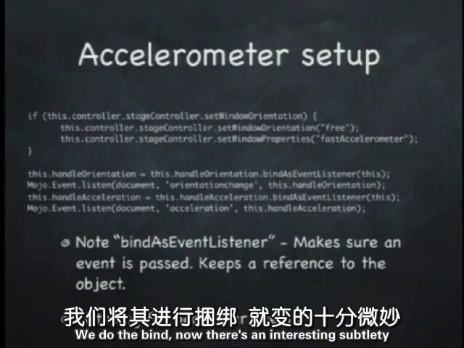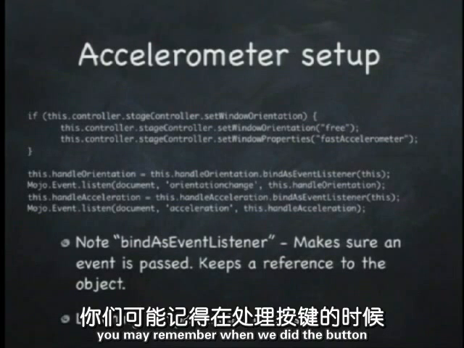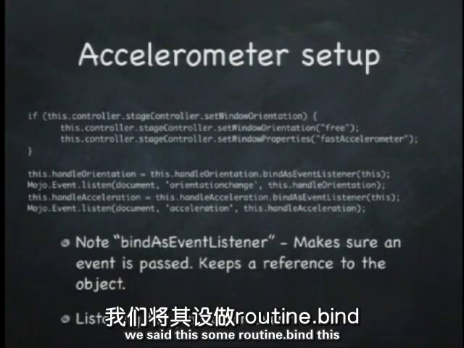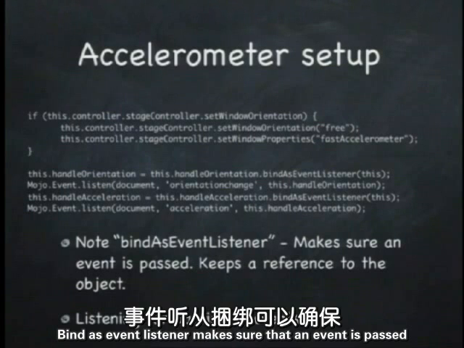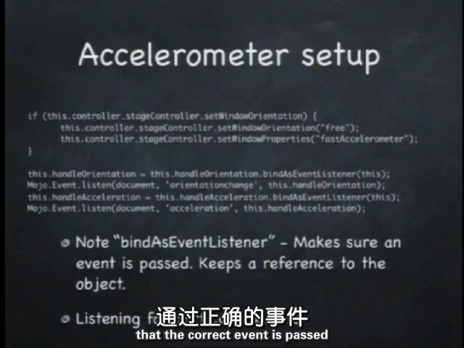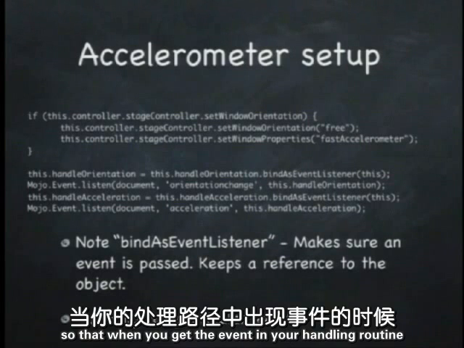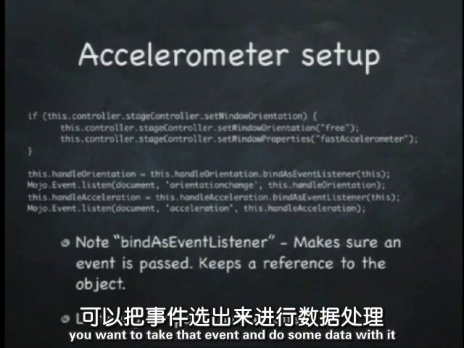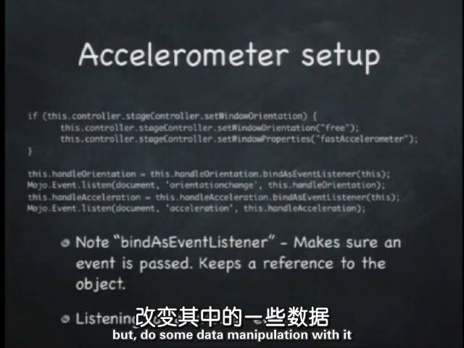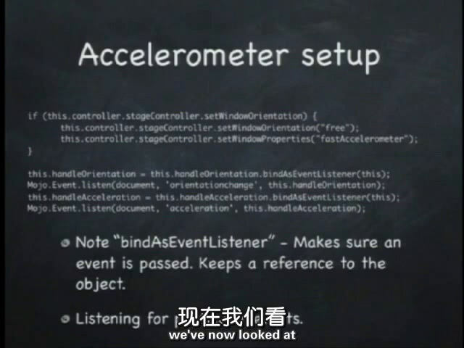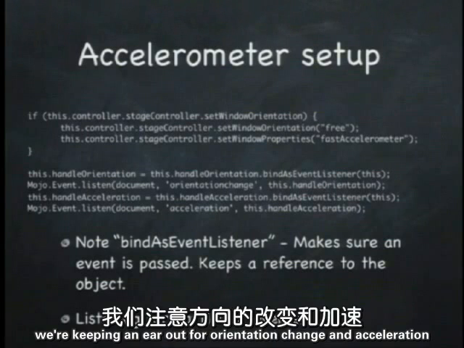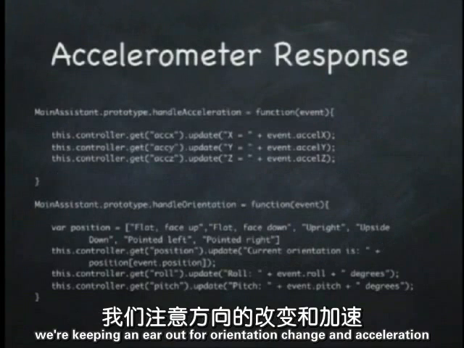We do the bind. Here's an interesting subtlety. You may remember when we did the button, we said this.someroutine.bind(this). And notice what we have here is bind as event listener. This is special. Bind as event listener makes sure that the correct event is passed. So when you get the event in your handling routine, you want to take that event and do some data manipulation with it. But that makes sure that the event really does get passed. And then we're keeping an ear out for orientation change and acceleration.